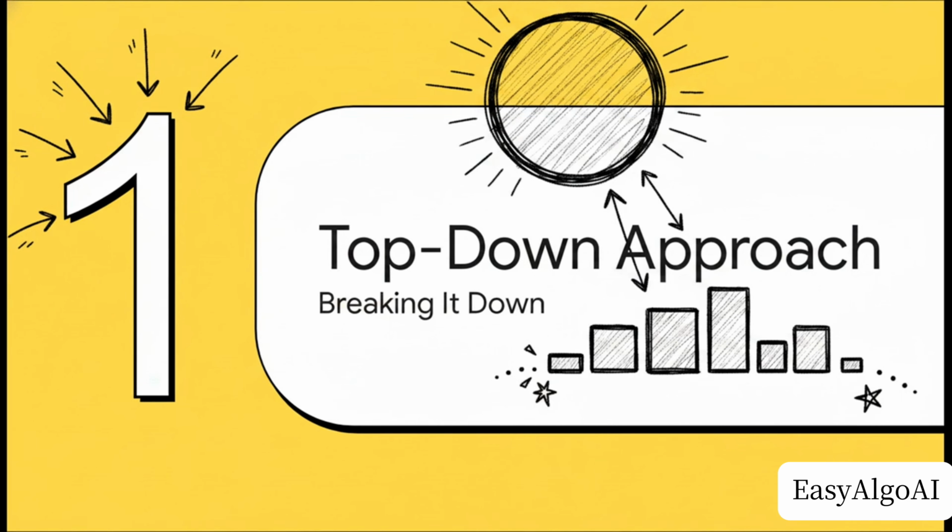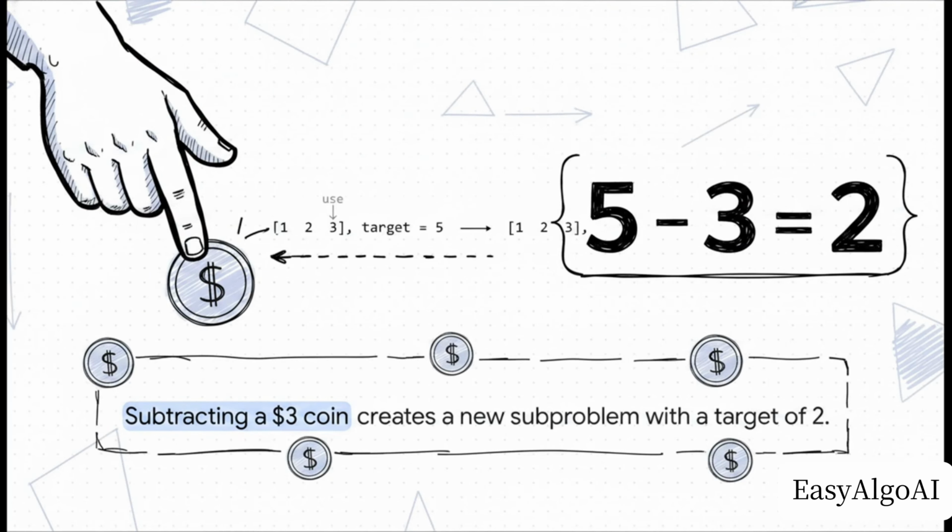All right, first up, breaking it down with the top-down approach. Let's start with how a computer might most naturally try to solve this. Basically, we start with our big goal, our target amount, and we try to just chip away at it, piece by piece. So the absolute crucial thing to grasp here is that every time we decide to use a coin, we inherently create a brand new subproblem.